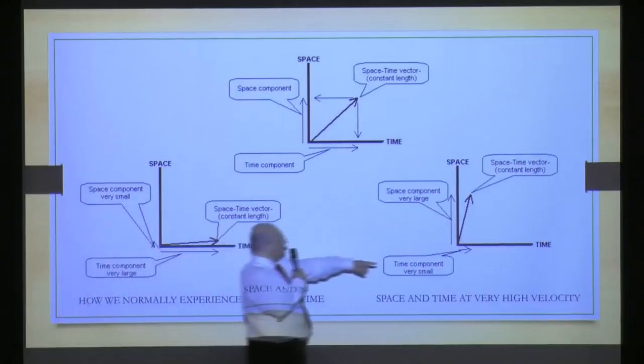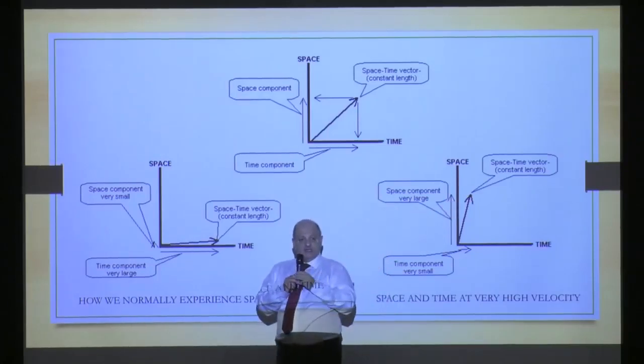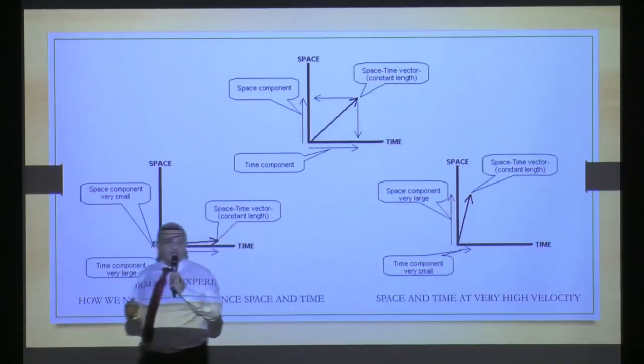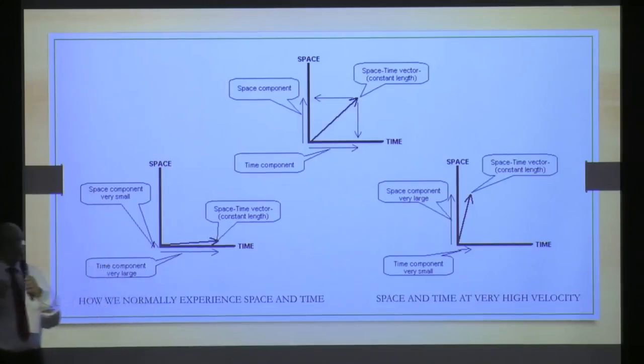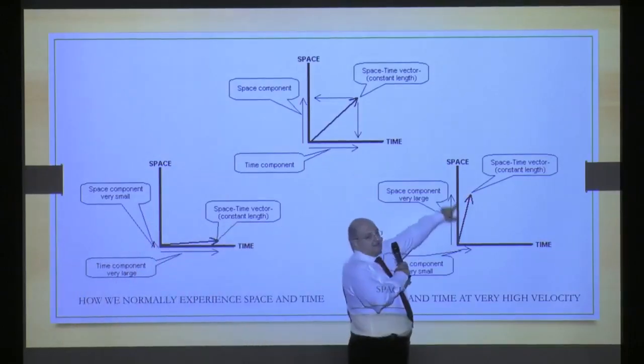Light goes so quickly that it actually moves in space and does not move in time. And that's why, for light, time does not exist. A photon does not feel time. A photon is eternal. It does not feel time. It does not decay. Why? Because it only goes around this axis.